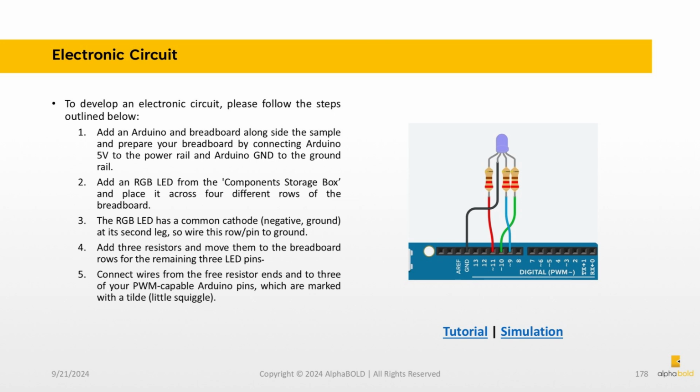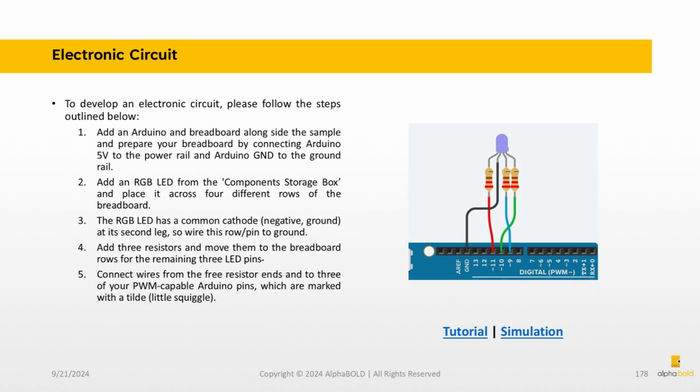To develop an electronic circuit, please follow the steps outlined below. Add an Arduino and breadboard alongside the sample and prepare your breadboard by connecting Arduino 5V to the power rail and Arduino GND to the ground rail. Add an RGB LED from the component storage box and place it across 4 different rows of the breadboard. The RGB LED has a common cathode, negative ground, at its second leg, so wire this row to ground. Add 3 resistors and move them to the breadboard rows for the remaining 3 LED pins. Connect wires from the free resistor ends into 3 of your PWM-capable Arduino pins, which are marked with a tilde, a little squiggle.